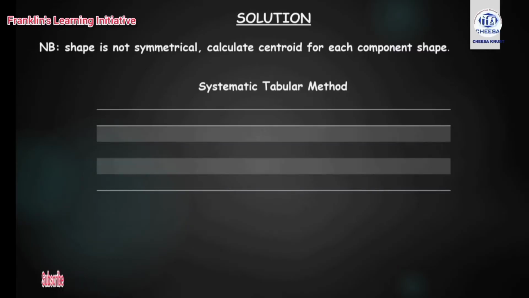So we construct a table. The table has a column for the particular component, area of the component, the centroid of the component, and then the first moment of area for the component. The composite figure has components A, B, and C. Now we have to calculate the area for each of the components.